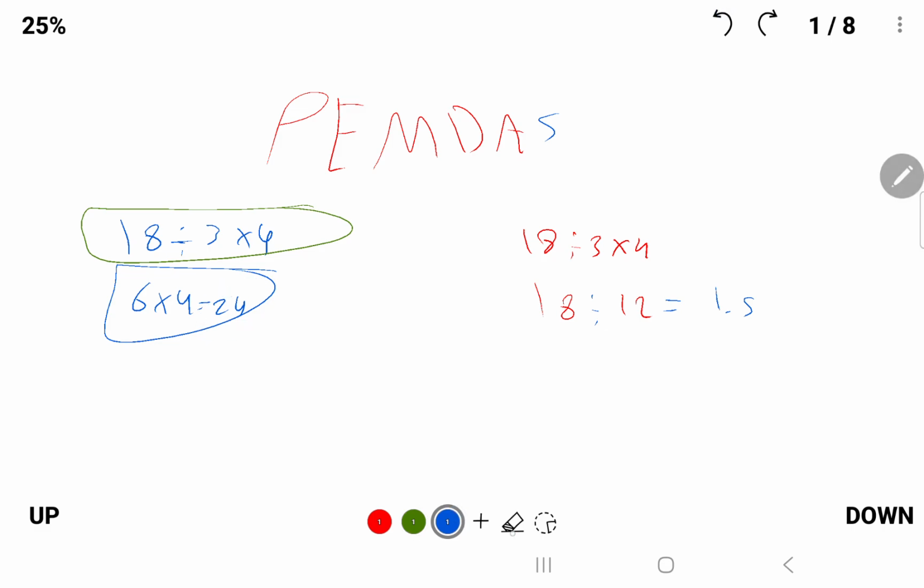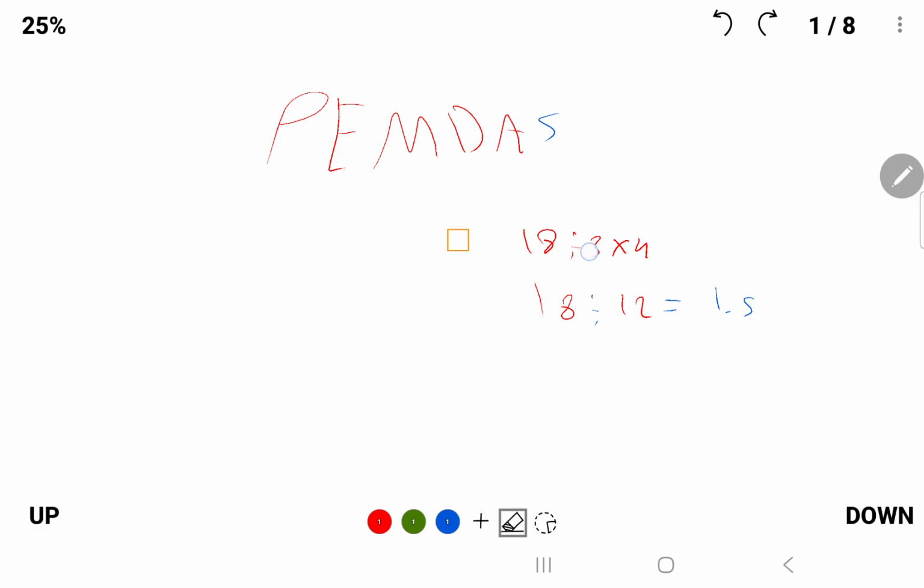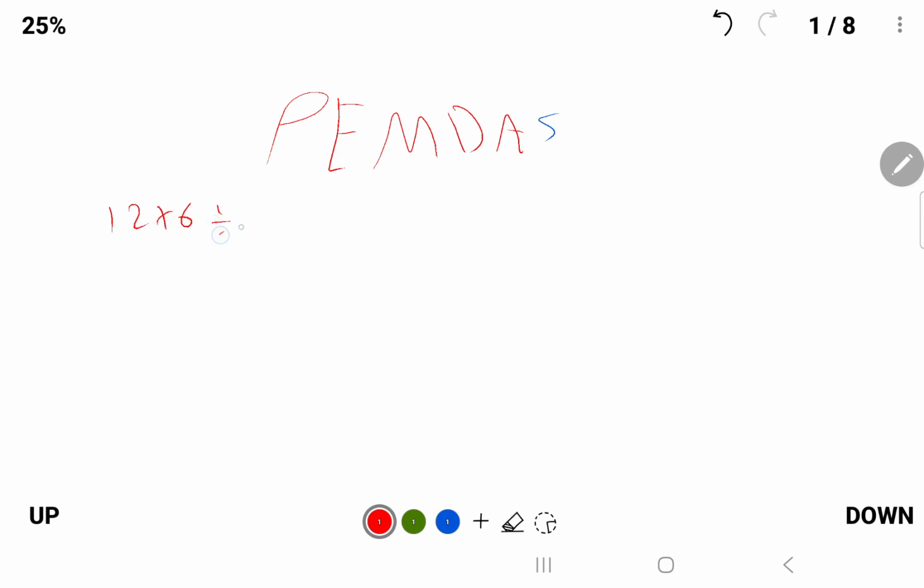This is the answer. So if you have division first in the equation, we solve it from left to the right. Now what about if we have multiplication first? For example, 12 times 6 divided by 2. 12 times 6 is equal 72, divided by 2 is equal 36.